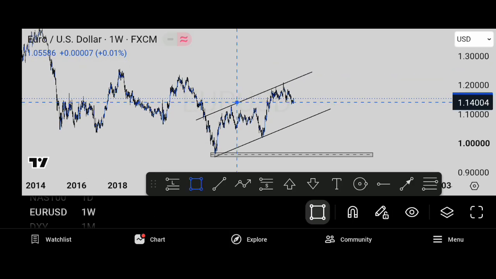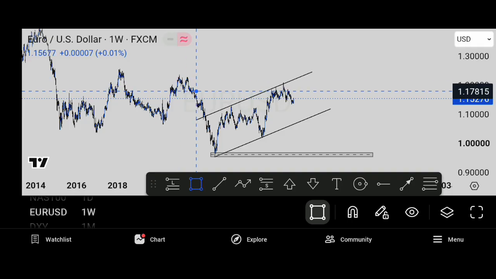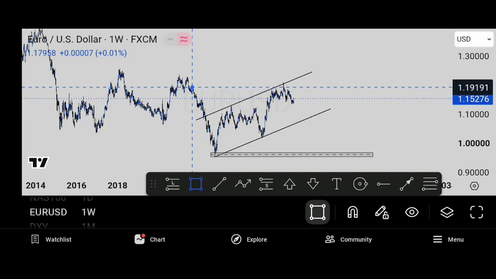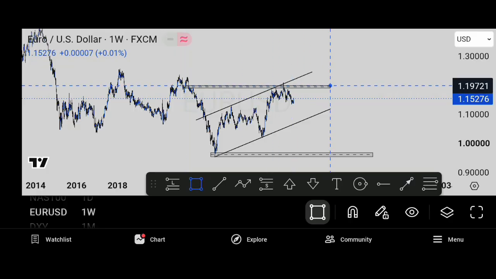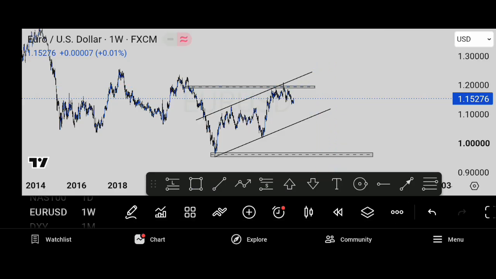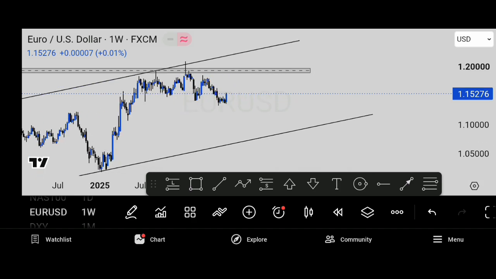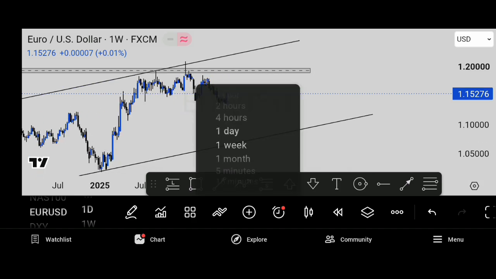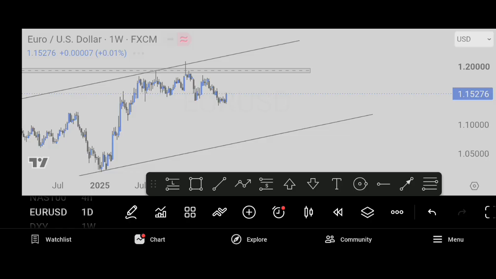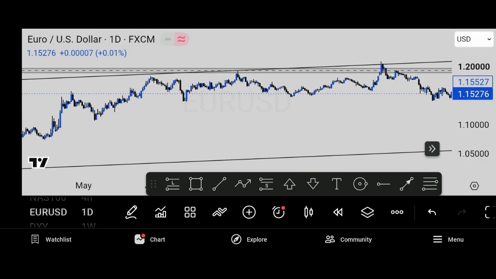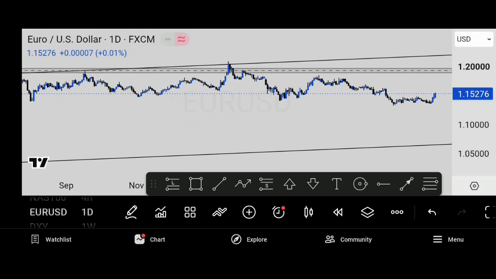We also have a zone here. I'm just gonna start it from this point. Just like that. And now we can scale down to the lower time frame, which is the daily, and we have to focus on the current market price.